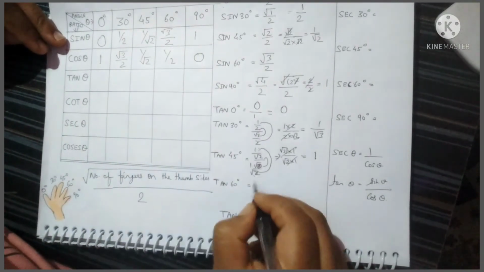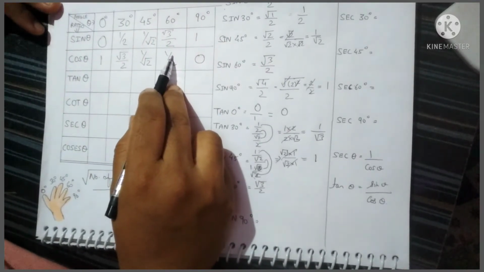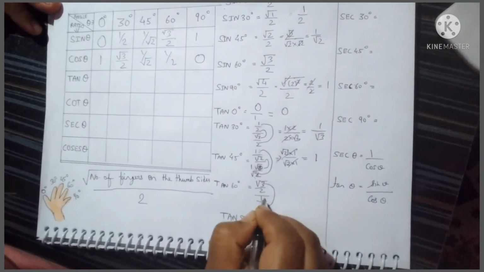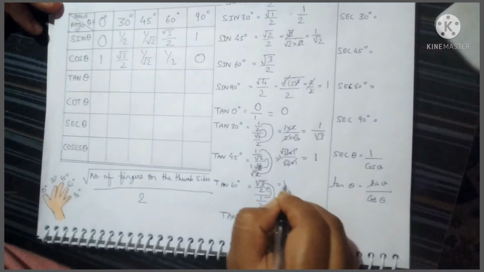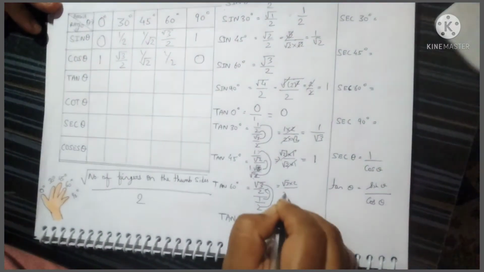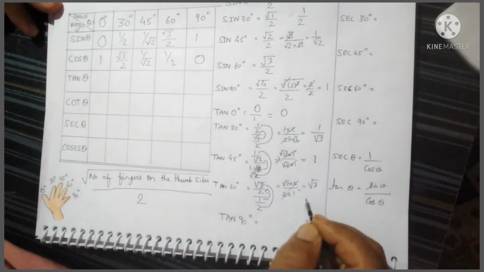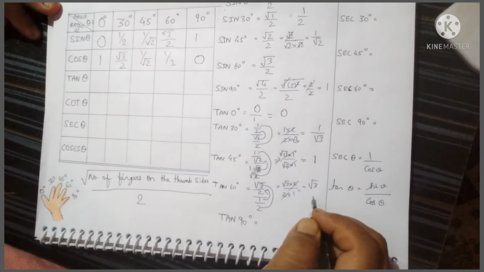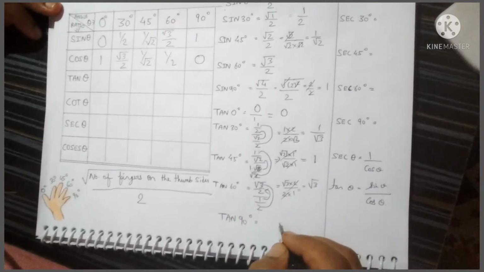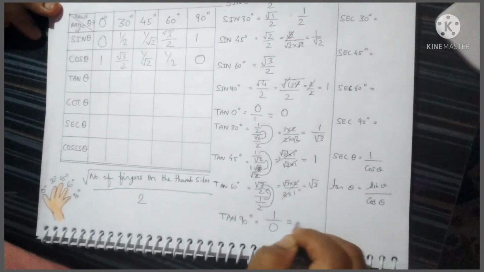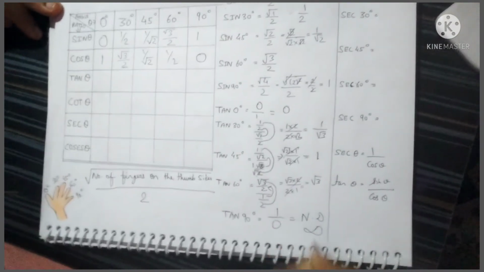Now we will find out the next value, tan 60: root 3 by 2 by 1 by 2. Then root 3 into 2 by 2 into 1. So 2 and 2 will cancel and it will become root 3. Now we will find the value of tan 90. tan 90 means 1 by 0. 1 by 0 means not defined or infinity. We cannot define this value.